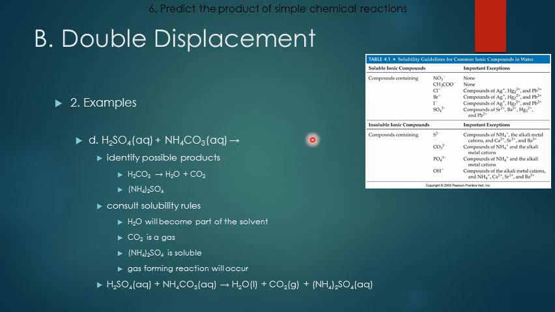So our equation here, we have the sulfuric acid reacting with the ammonium carbonate. We get water. Again, notice the state there, it's a liquid, not aqueous. We get carbon dioxide gas, and then we get our aqueous ammonium sulfate.